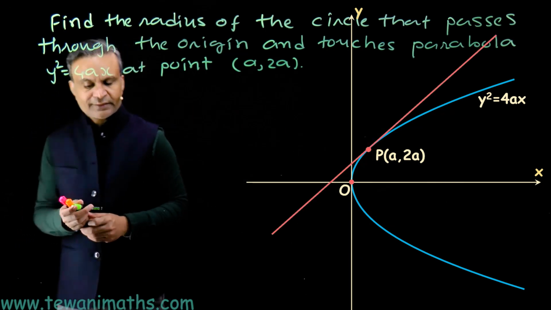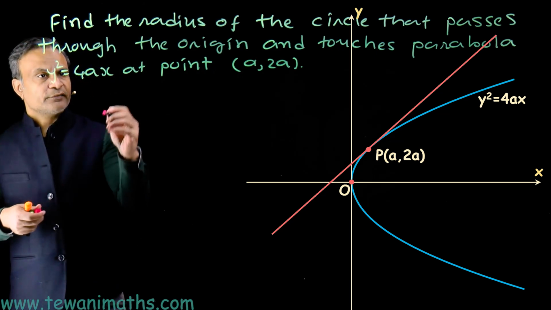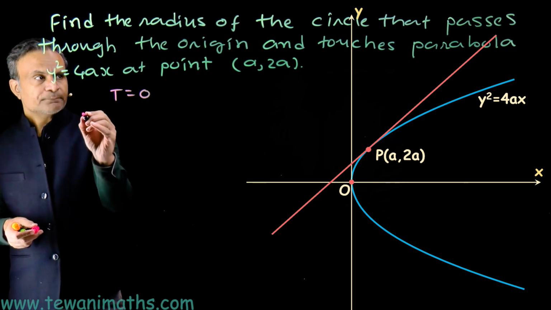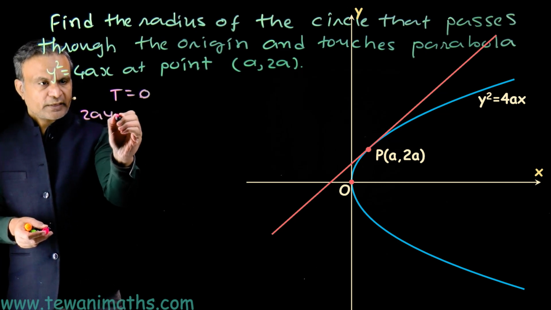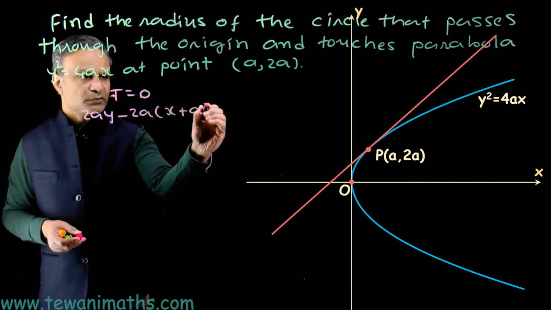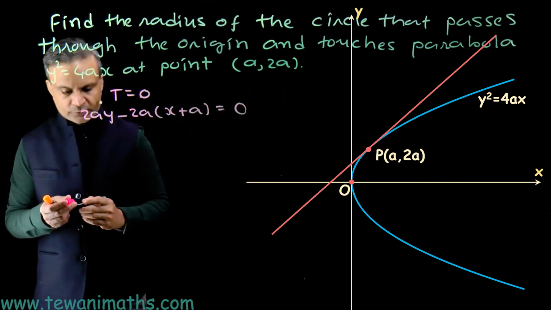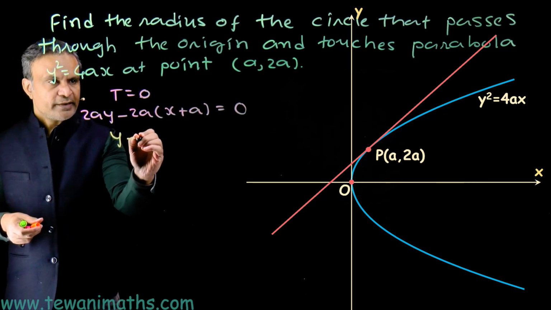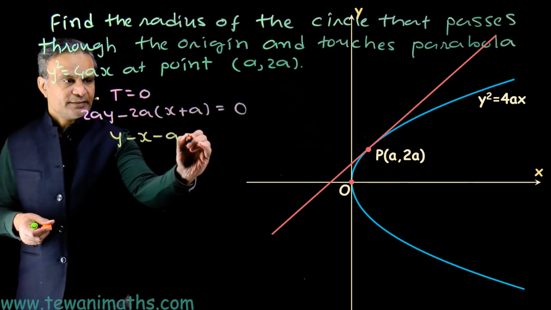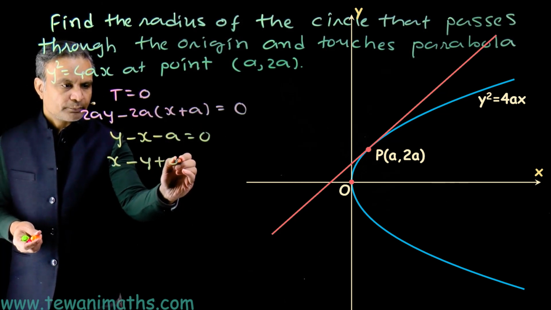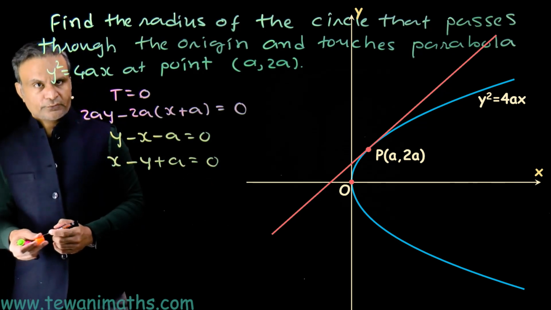Equation of this tangent line will be, using equation T is equal to 0, equation will be 2ay minus 2a multiplied by x plus a is equal to 0, or y minus x minus a is equal to 0, or x minus y plus a is equal to 0.